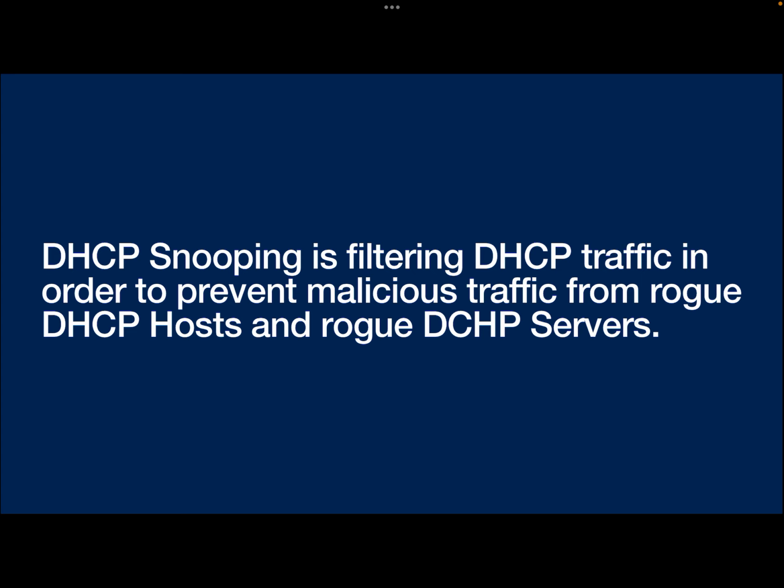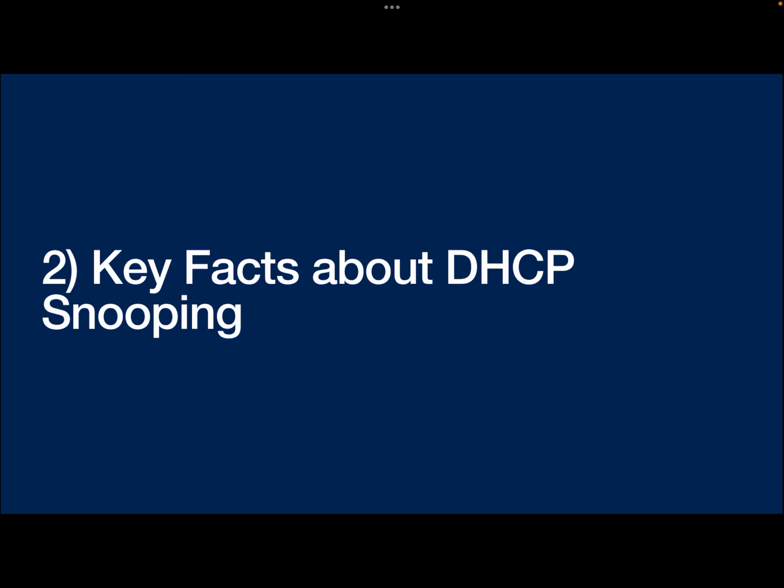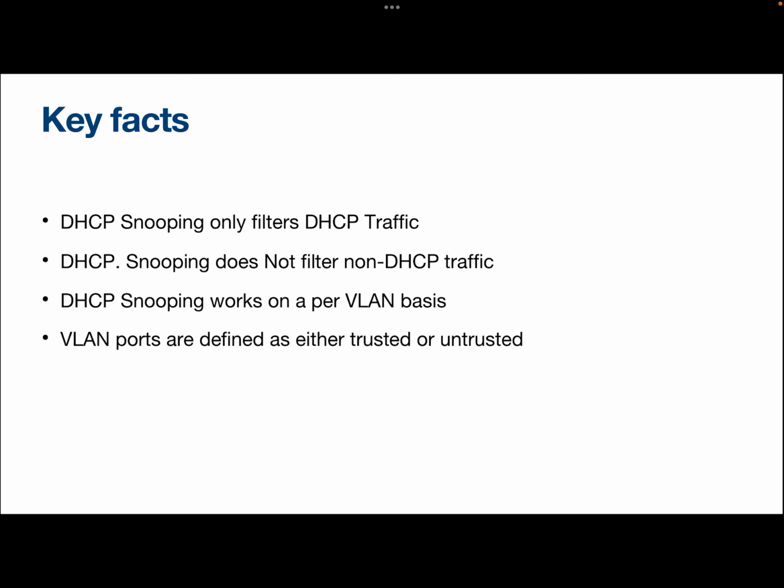So it's a security feature, and it's filtering DHCP traffic to prevent these kinds of attacks from rogue hosts and rogue DHCP servers. So let's look at some key facts about DHCP snooping. Firstly, DHCP snooping only filters DHCP traffic. It's very important to remember. It does not filter non-DHCP traffic.